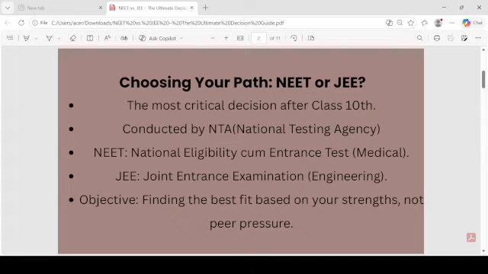The first step will be choosing your path, NEET or JEE. This will be the most critical decision after class 10th. These exams are conducted by the NTA, the National Testing Agency. NEET, the National Eligibility cum Entrance Test, is for medical students, and JEE, the Joint Entrance Exam, is for engineering students. The objective is finding the best fit based on your strengths, not on peer pressure.